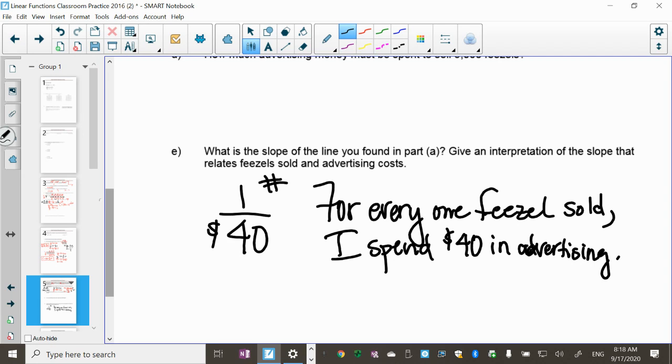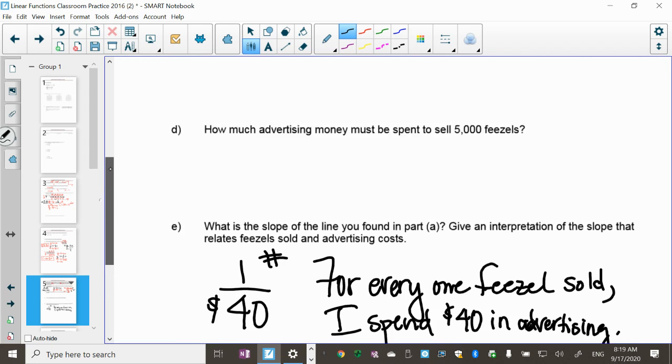That's pretty cool. Now, as a CFO, which is a chief financial officer of a company, that's good to know. So I better sell my feasels for more than 40 bucks. What do you think? Right? If you want to make money, my feasels should cost more than 40. And there's probably more cost to that. Do you see what I'm saying? So that's good to know that information.